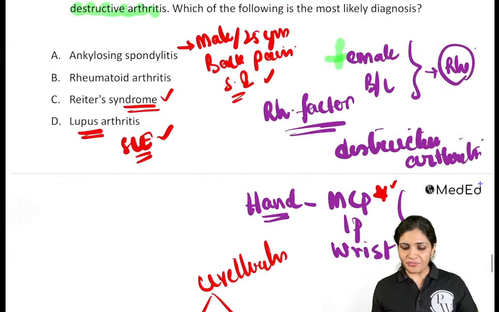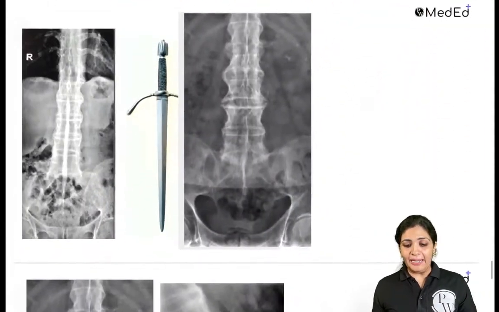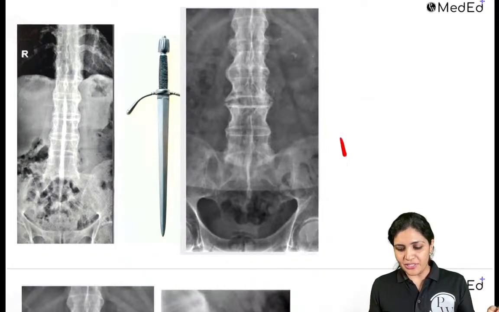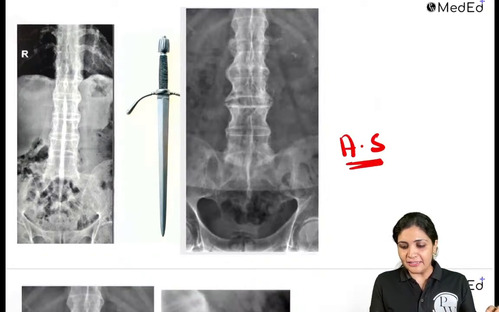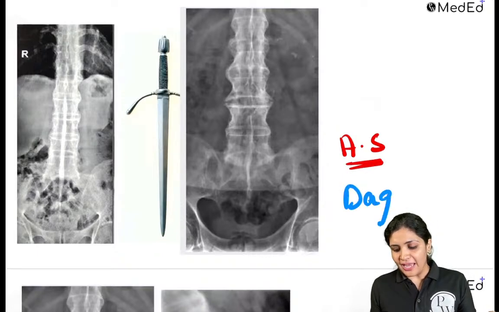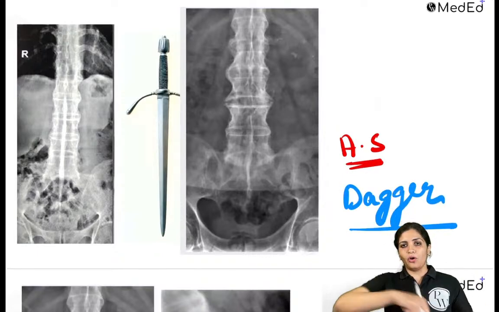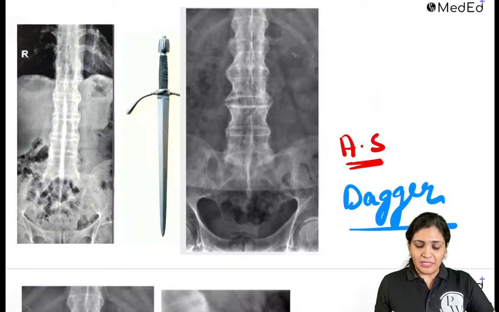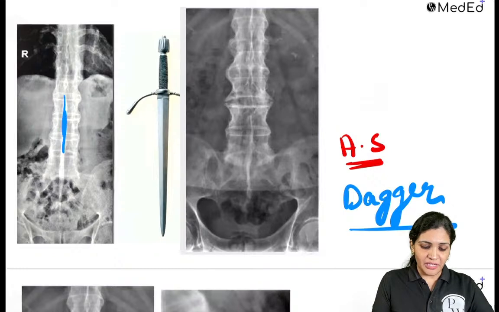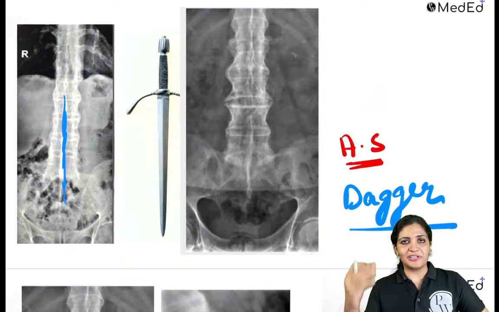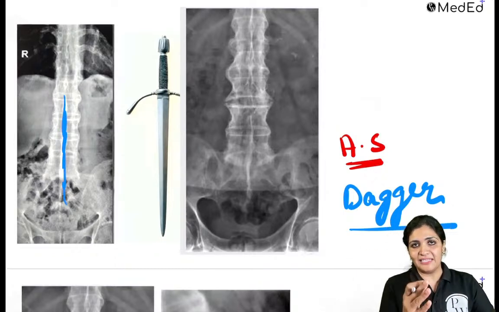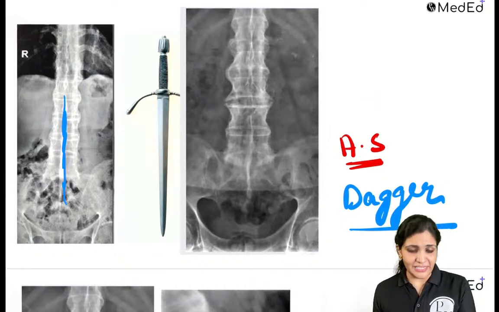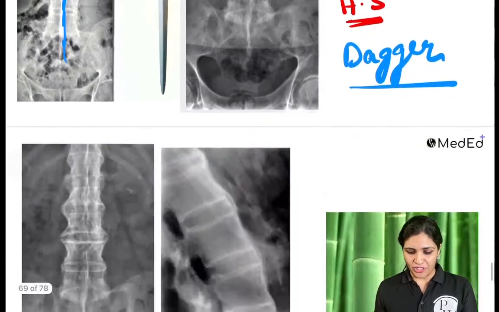So these are the various forms of arthritis which you have to remember, and the most important radiological sign of ankylosing spondylitis is the dagger sign. The dagger is nothing but the long sword which was present during the king's time, right? The medieval periods. So this is the dagger sign, where you see calcification of the longitudinal ligaments, and they depict as this dagger. It is very specific for ankylosing spondylitis.